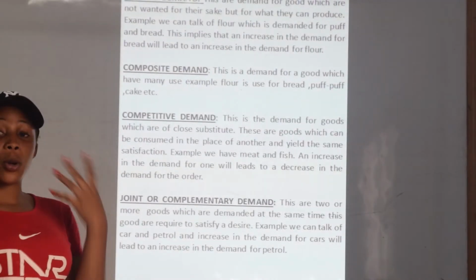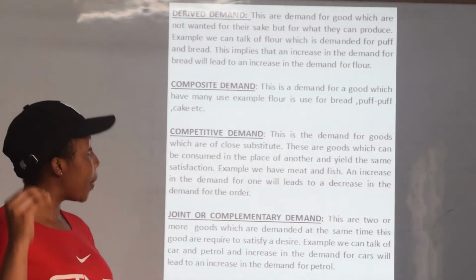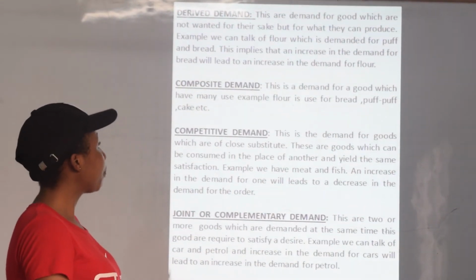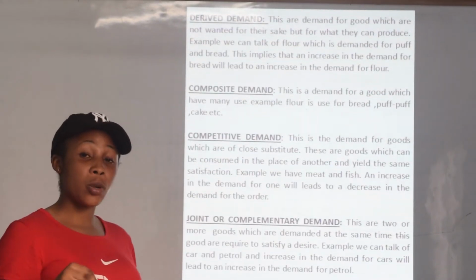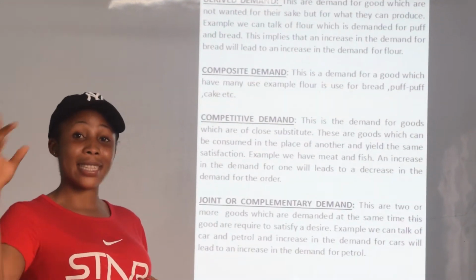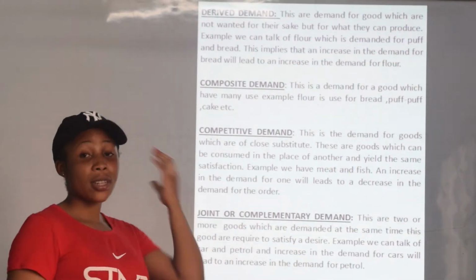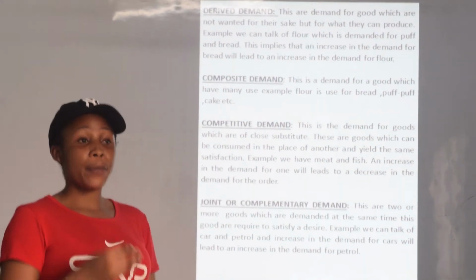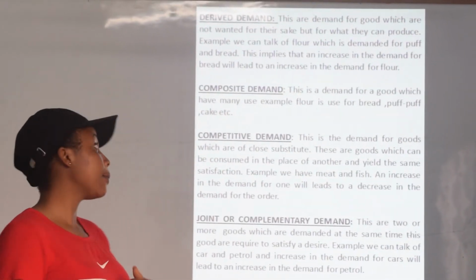These are demand for goods which are not demanded for their own sake, but because of the benefits that they offer. This implies that an increase in the demand for the good would lead to an increase in the demand for the product. For example, flour is not demanded for its own sake, but because of the production of bread, cake, puff balls, and all that.